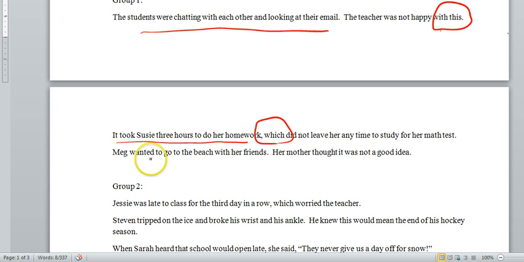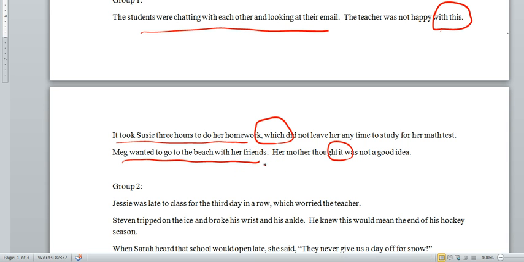One more example. Meg wanted to go to the beach with her friends. Her mother thought it was not a good idea. What was not a good idea? The fact that Meg wanted to go to the beach with her friends. So again, the writer here is guilty of faulty pronoun reference because this pronoun it refers back to an idea expressed in a whole sentence, not just one word.